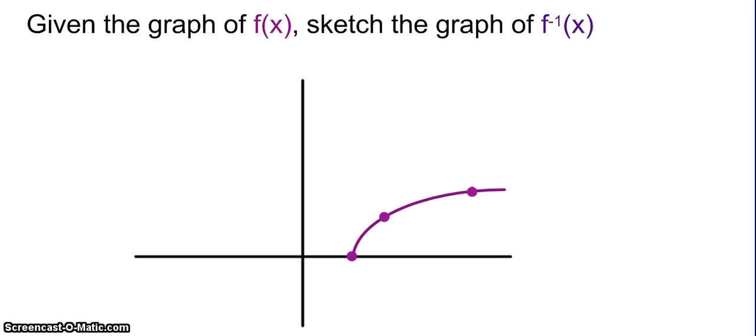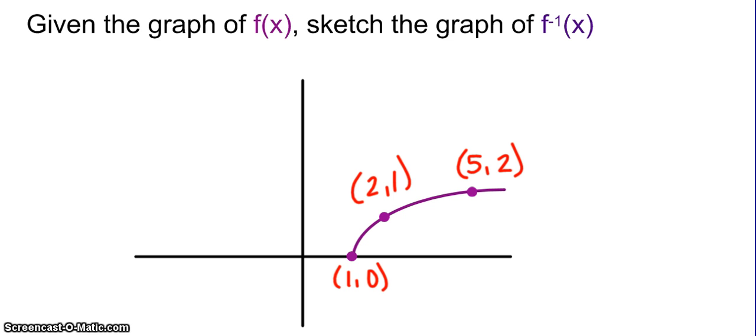Alright, this one you do have notes on. Given the graph of f of x, sketch a graph of f inverse. So to help us out, I'm going to apply some points. I'm going to say this is the point (1, 0). I'll say this is the point (2, 1). And this is the point (5, 2), which means this is a square root graph that's been shifted over 1, if you're keeping up with last lessons.